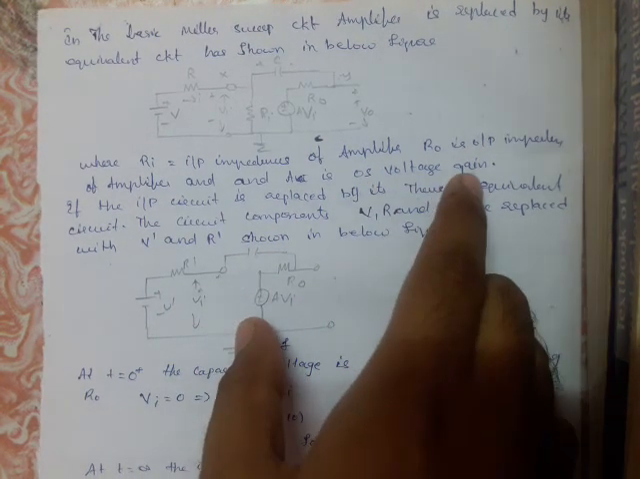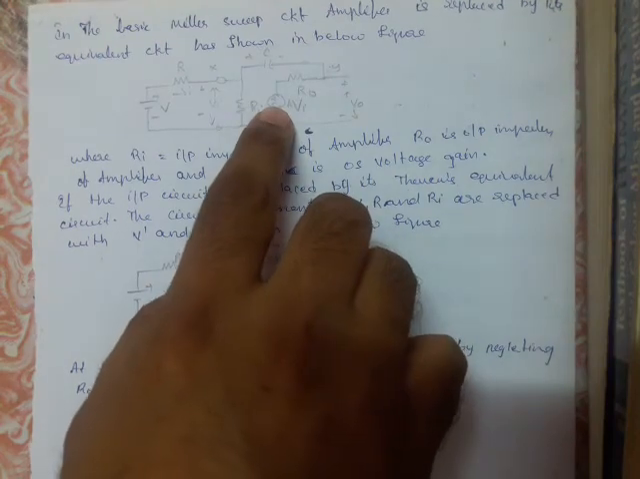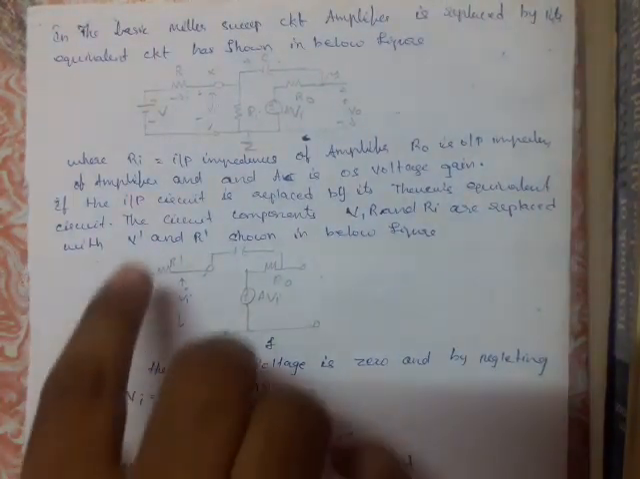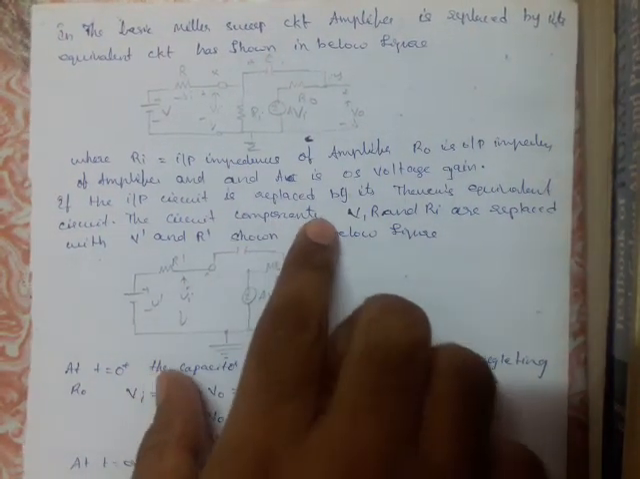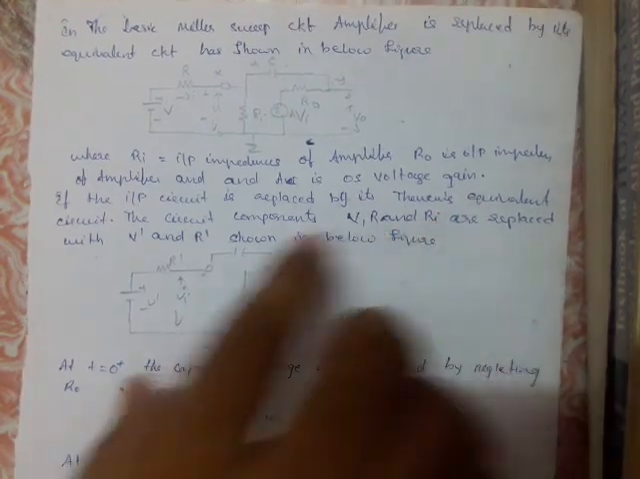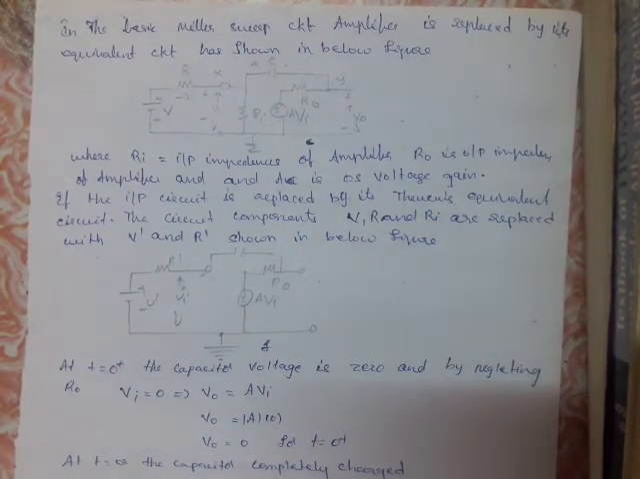Operational amplifier, that is voltage, and already we are telling that it is operational amplifier, but I am taking it as an integrator. If the input circuit is replaced with the help of the Thevenin's equivalent circuit, this circuit composition VR and Rin is replaced with the help of V dash and R dash as shown in the below figure. So what is the statement of the Thevenin's theorem?